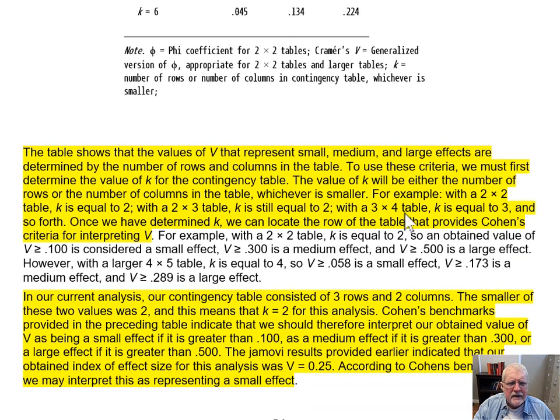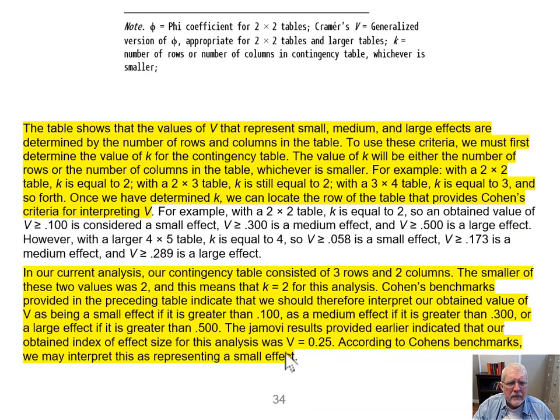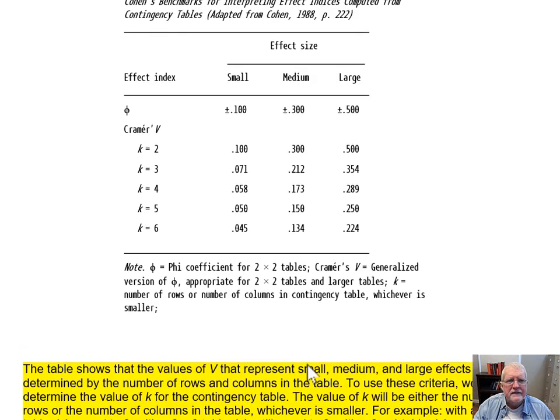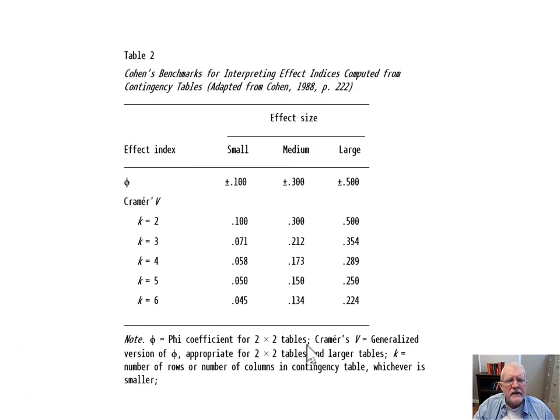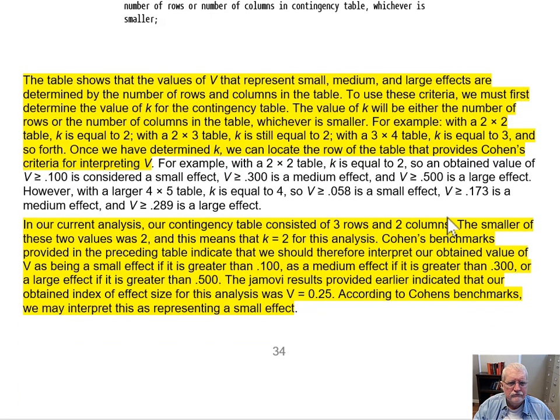Now, what was V in our case again? In our analysis, V was equal to 0.25. So, according to Cohen's benchmarks, we can interpret it as a small effect. Our obtained value of V was 0.25. It's bigger than his cutoff for a small effect, but not bigger than his cutoff for a medium effect. So we'll call it a small effect. We continue.